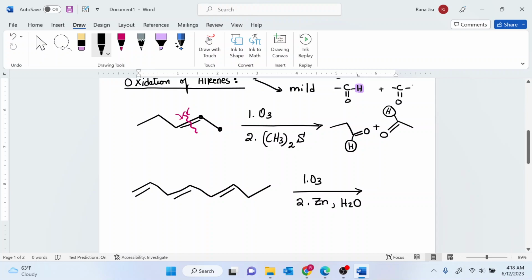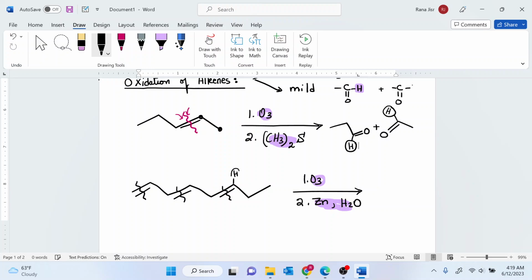The oxidizing agent is going to cleave all the double bonds in the structure. So I don't have to say it's in excess, because it's going to cleave everything. Zinc in the presence of water is also a mild oxidizing agent. So those two are examples of mild oxidizing agents. Those mild oxidizing agents will make aldehydes and ketones, depending on how many R's are on the alkene. And if you have a hydrogen on the alkene, then you're going to end up having an aldehyde.